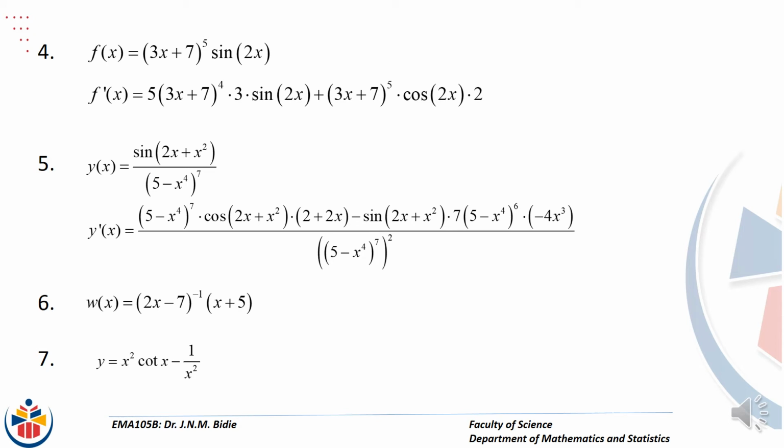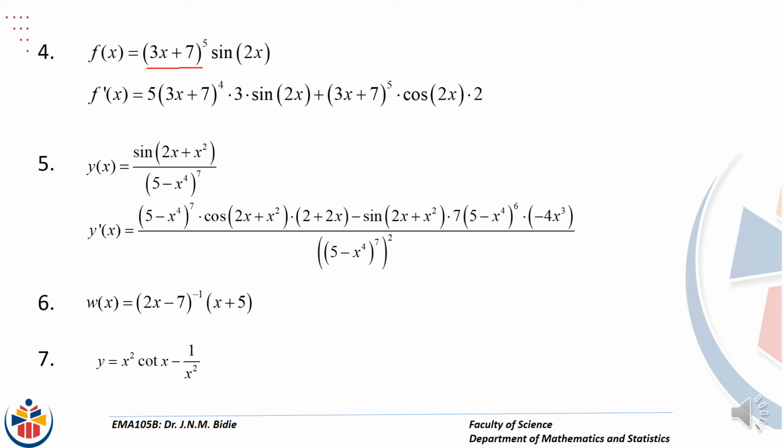Number 4, we have a product of two functions, so we'll use the product rule. And note that the first term is a composite function. So first start with the power. So I've got 5 into 3x plus 7 all to the power 4, multiplied by the derivative of 3x plus 7, which is 3, multiplied by the second function, which is sine 2x. So we differentiate the first function and we take down the second function as it is, plus the first function times the derivative of the second, which is cos of 2x, multiplied by the derivative of 2x, which is 2.